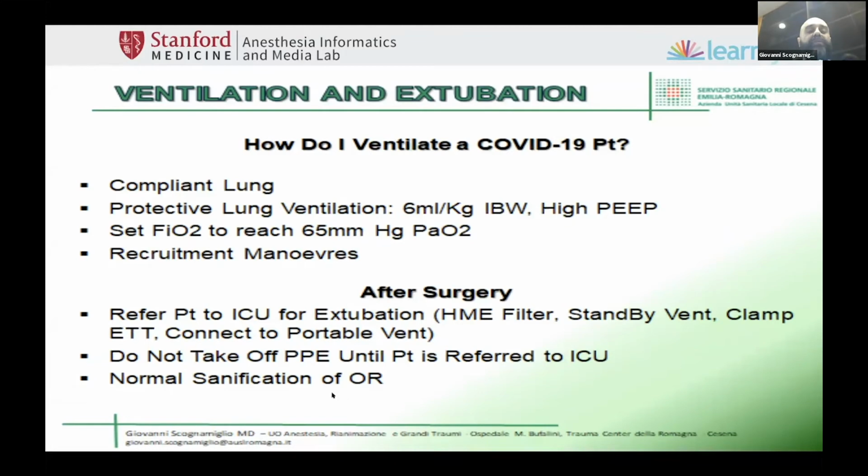Do not take off your PPE until the patient is out of the OR, and as Dr. Anzalone stated earlier, then a normal sanification can take place.